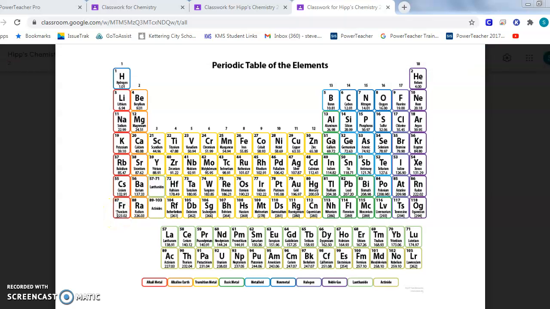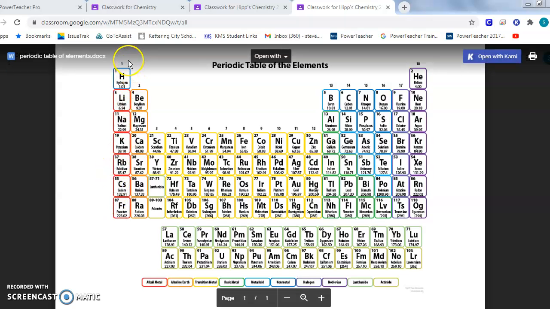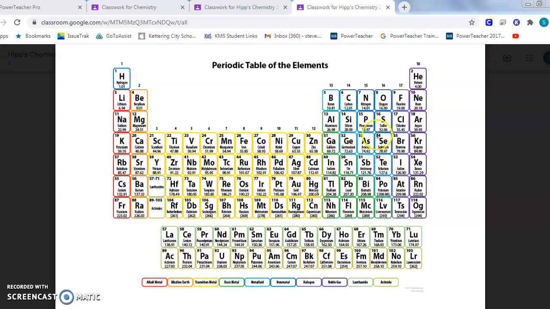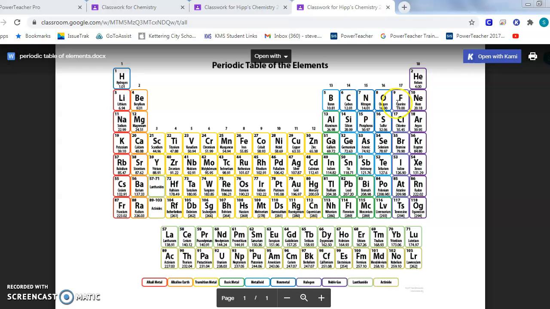We learned that the s sublevel is made up of one orbital and it holds 2. There's 2 columns right here. This is the s block of the periodic table of elements. Look at right over here. There are 6 vertical columns right here. The p sublevel is made up of 3 orbitals, each orbital holding 2 for a total of 6 electrons. This is called the p block.